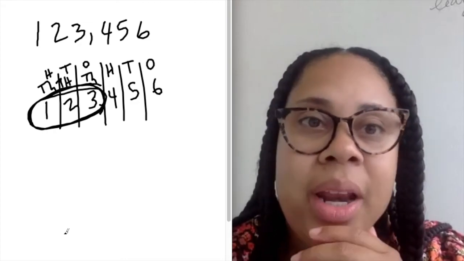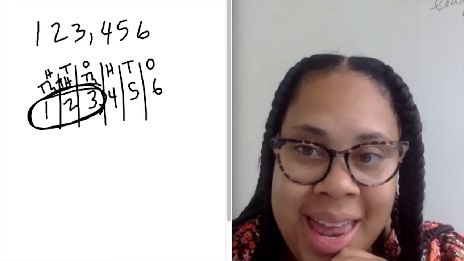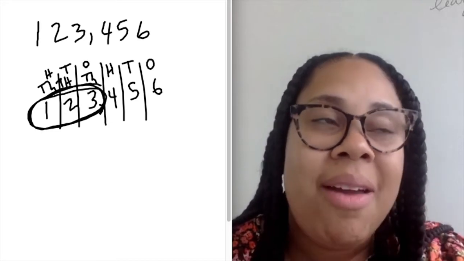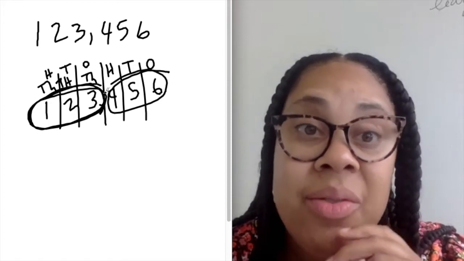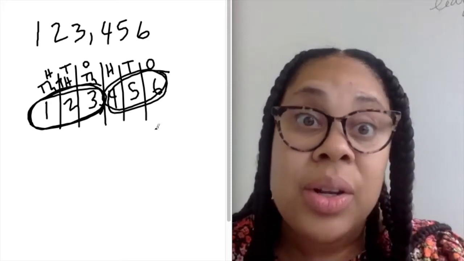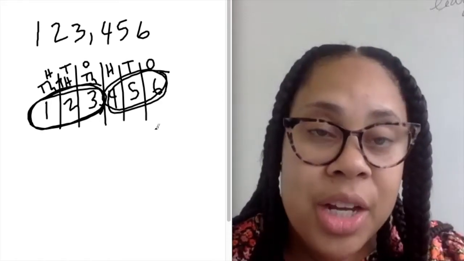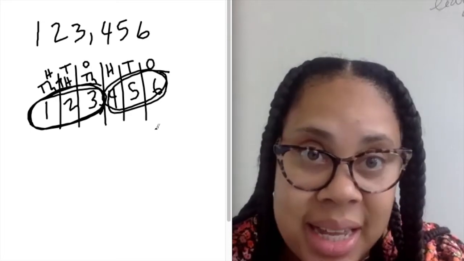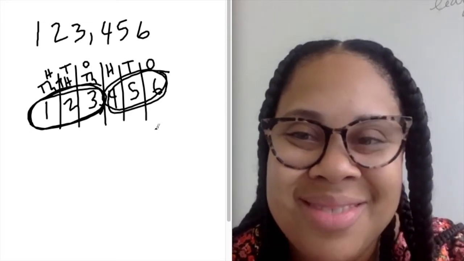So it'd be 123,000. Then I would circle everything after the thousands, which is after the comma, and read it like normal. So that would be 456. So let me read the whole thing together for you, okay? It would be 123,456.